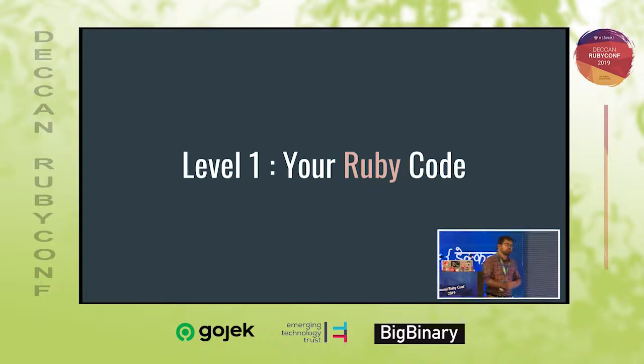So all these things were in level 2, and now we are here at level 1, which is your Ruby code. Most likely you don't have to go and debug the issues from level 2 that we just discussed. Most likely, in even 90 to 95 percent of cases, it's your code that will be the problem when these kinds of issues arise.